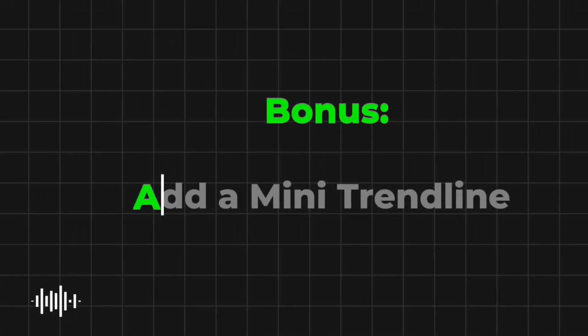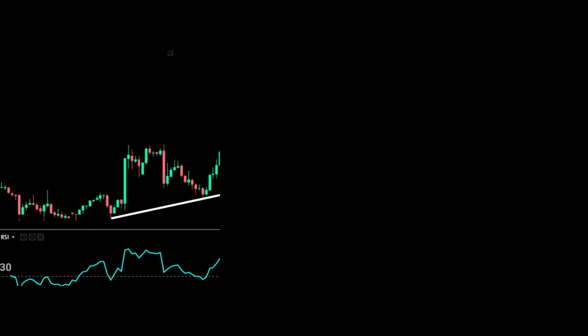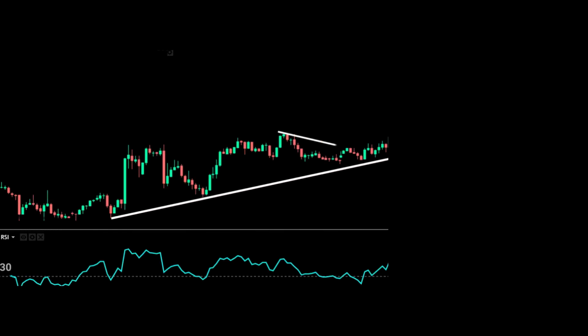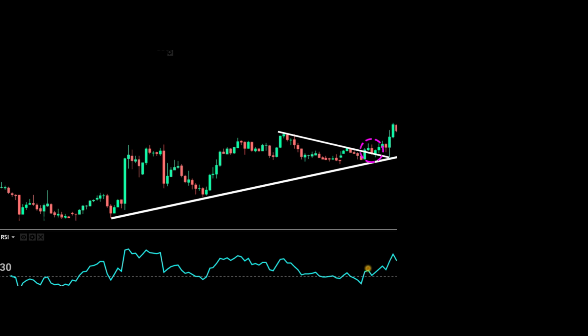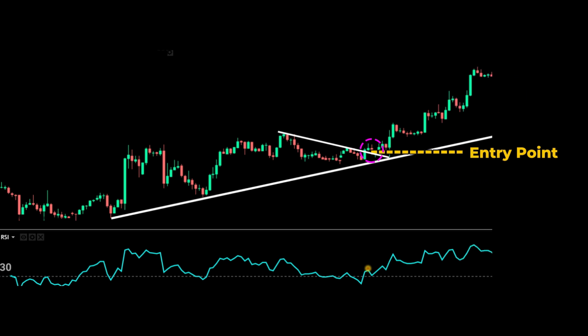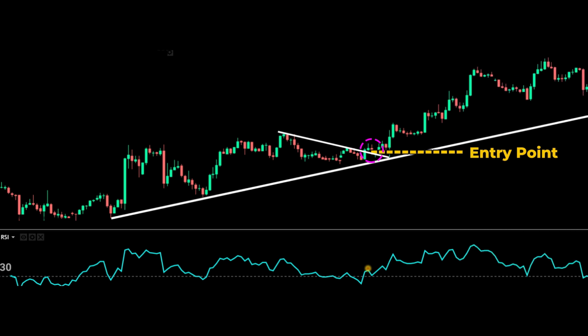Bonus: add a mini trend line. If you want a little extra confirmation, you can also draw a mini trend line across the pullback. Once price breaks above the mini trend line after the RSI bounce, it adds even more confidence to the setup. And at that point, yeah, that's a trade you can feel good about taking.